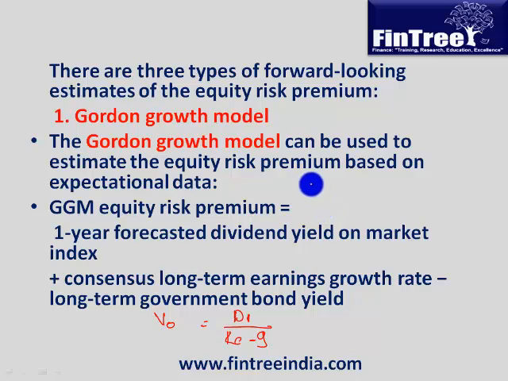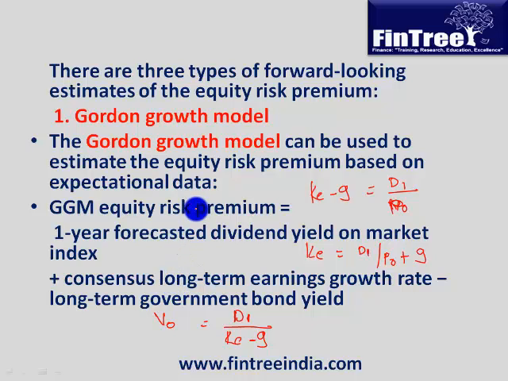If you simplify this further, KE minus G is equal to D1 divided by V0, or instead of V0 let me now write P0, which means cost of equity is equal to D1 divided by P0 plus G. Have you studied this formula last year? Yes, this is how you derive cost of equity. So they have done the same thing here.